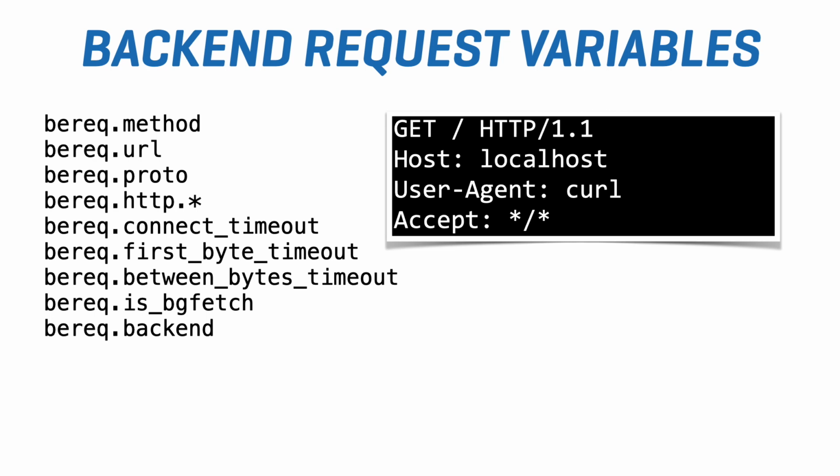If a background fetch is made, bereq.is_bgfetch returns true. And bereq.backend refers to the backend object that was selected. If we don't assign a specific backend, the first one that is defined will be used. And the example on the right hand side would yield the same kind of output.